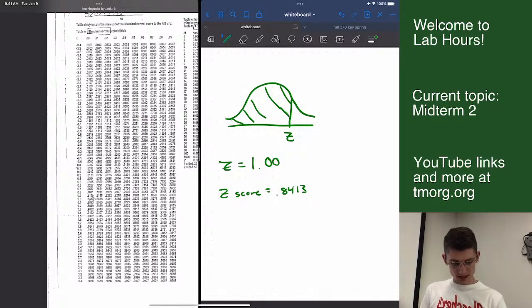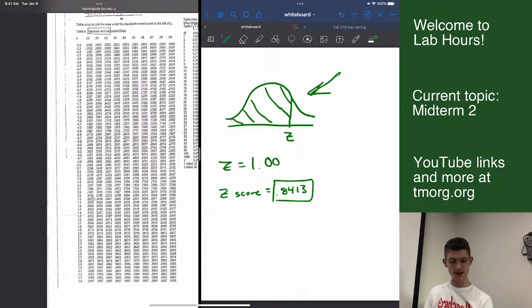What is this in terms of this graph? What is it? The integral. The integral of what?